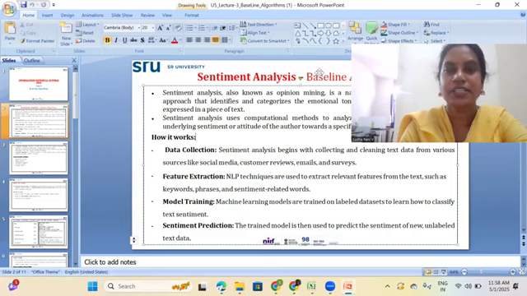So here is the small explanation regarding sentiment analysis and the baseline algorithms.